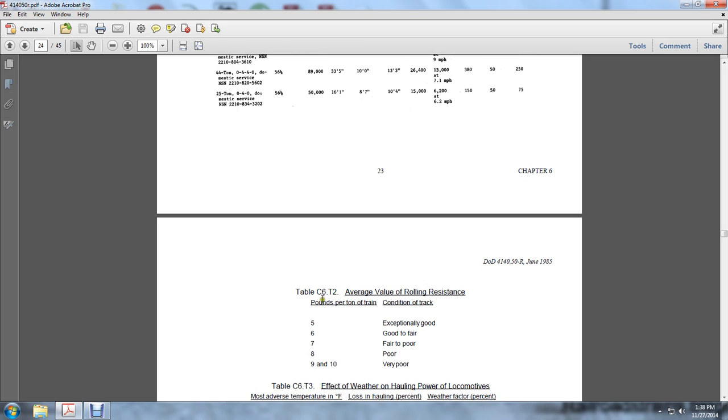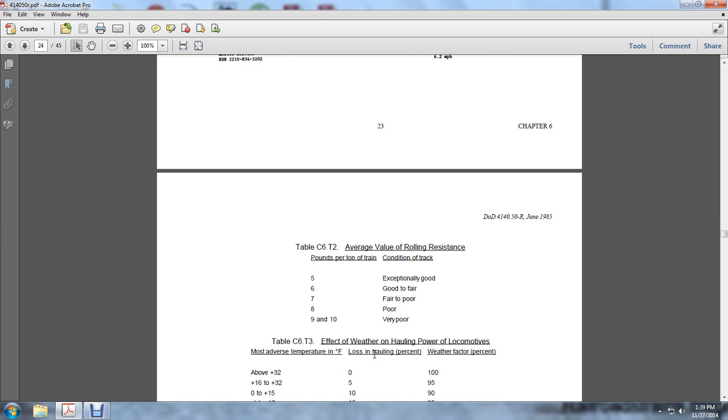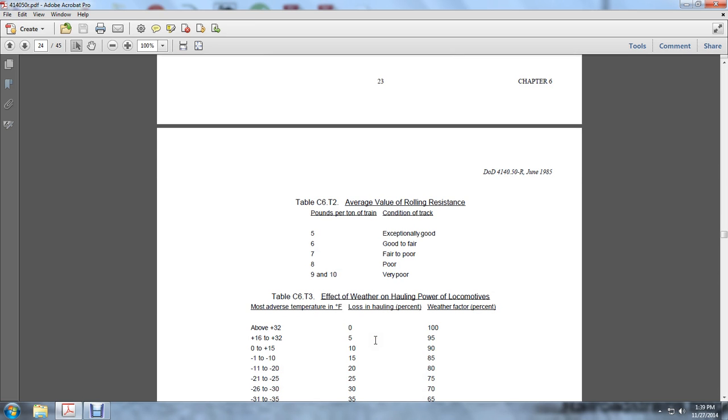Average value of the rolling resistance in pounds per ton of the train, by condition of the track: excellent to good is 5, good to fair is 6, fair to poor is 7, 8 is poor, and 9 to 10 is poor. Effective weather hauling of locomotives by most adverse temperature in Fahrenheit, loss to hauling, and percentage weather factor. Above 32 degrees, you have a 100% weather factor. At 16 to 32 degrees, you lose 5% and have a weather factor of 95. At 0 to 15 degrees plus, you have a loss of 10% and a 90% weather factor. At negative 1 to 10 degrees, a 15% loss of hauling, an 85% weather factor.